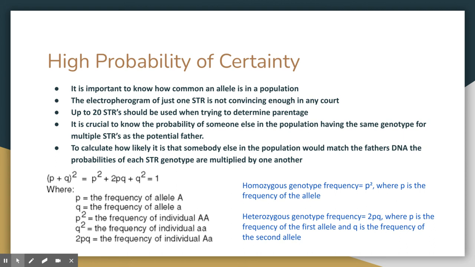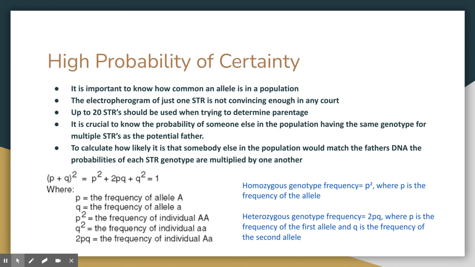If the person's genotype is homozygous, the frequency is p squared. If the person's genotype is heterozygous, the frequency is calculated by 2pq. To calculate how likely it is that someone else in the population would match the father's DNA, the probabilities of each STR genotype are multiplied by one another. The probability of an exact match at multiple STR sites becomes increasingly rare for that to happen by chance in a population.